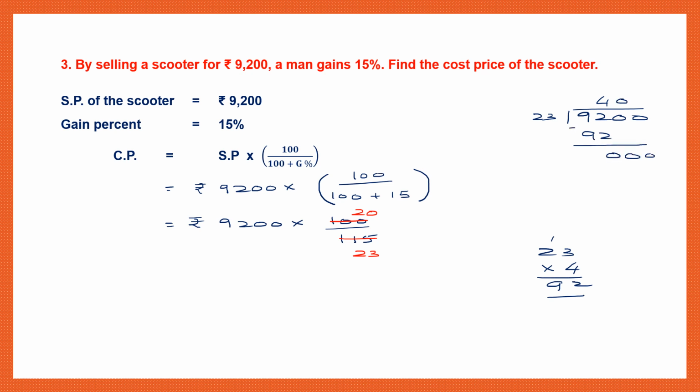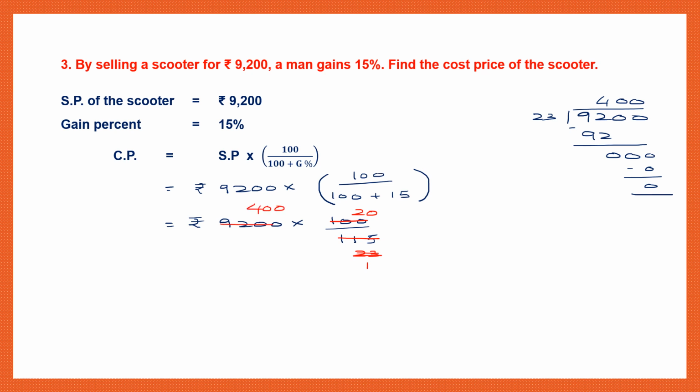We'll add up those two zeros there. So now we get 400. So can you see that 23 into 400 is 9,200. That means I can cancel 23 and 9,200. So let's do that. 23 into 1 is 23 and 23 into 400 is 9,200.